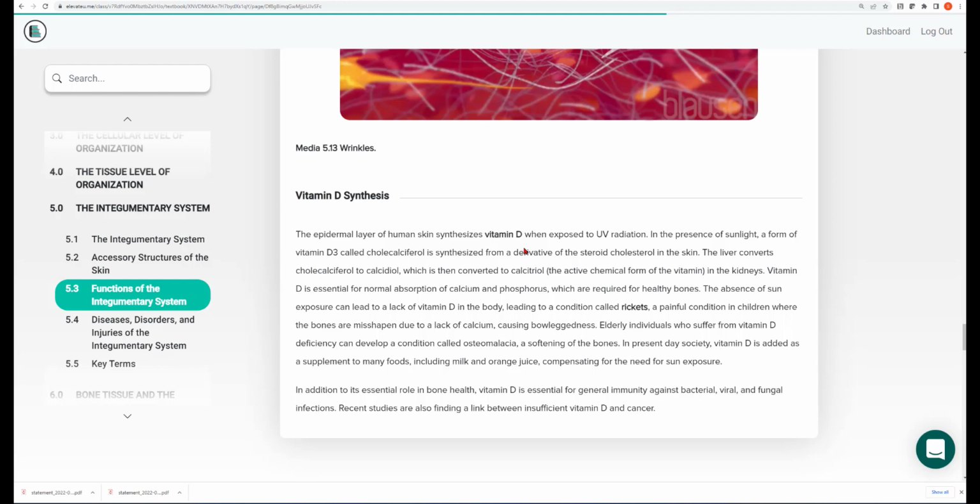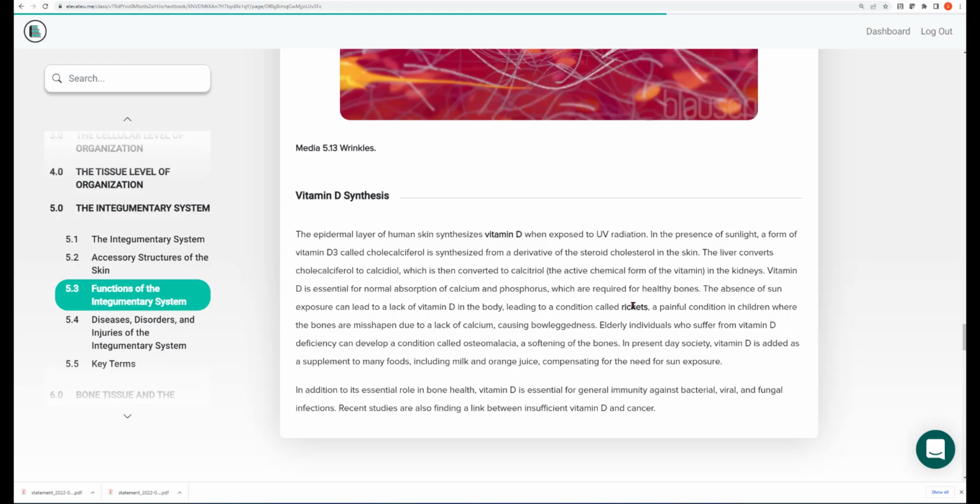With age also comes less ability to make vitamin D. Vitamin D is an important component in your bones. We'll talk about vitamin D more when we get to the skeletal system. And if your skin is not as healthy, or you have a complete absence of sun exposure, a lack of vitamin D production by the body can lead to a condition called rickets.